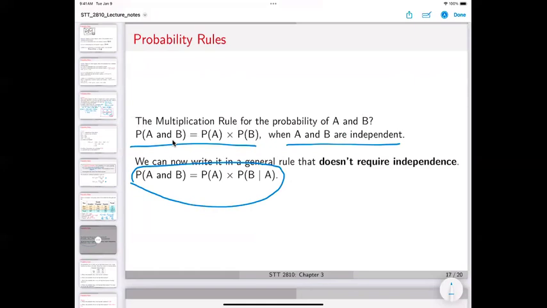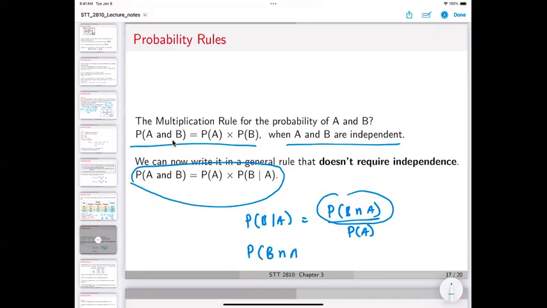And how did I get this? You don't need to worry. Remember, the probability of B given A is equal to the probability of B and A divided by the probability of A. So if I want to make this the subject, the probability of B and A is equal to P of what? B given A times P of A, which is the same as that. So this formula was derived from the conditional rule. Is that okay? Good.